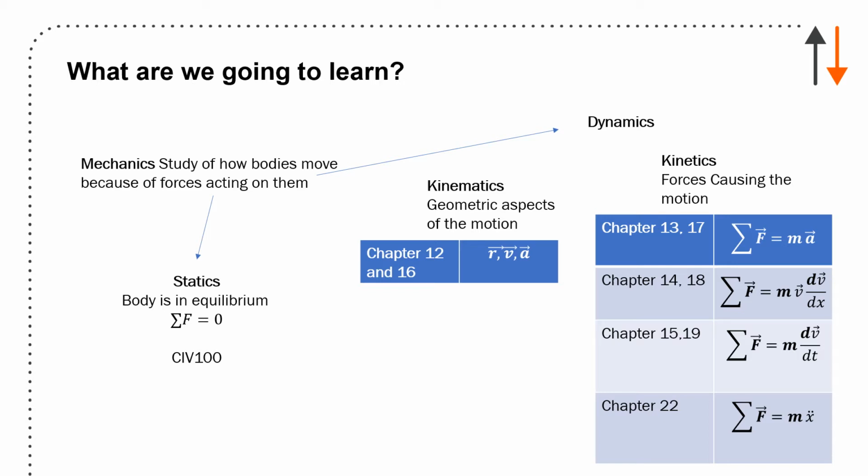Finally, we return to particles to a large extent in chapter 22, which is the vibrations. And the equation we look at is sum of forces equals mass times x double dot, which is the second derivative of position with respect to time.